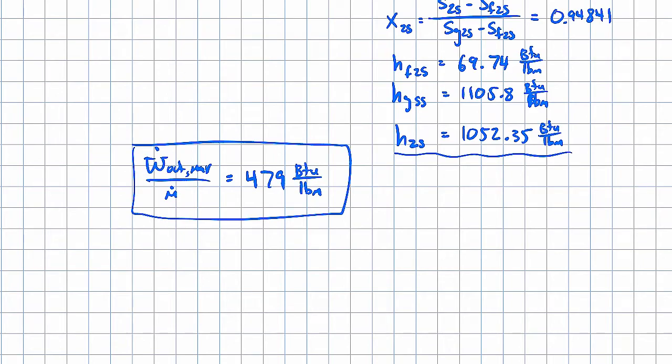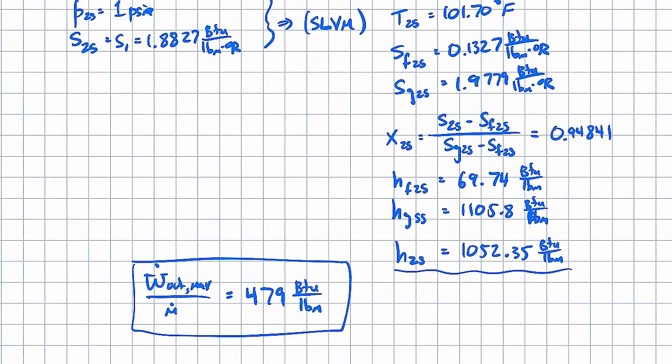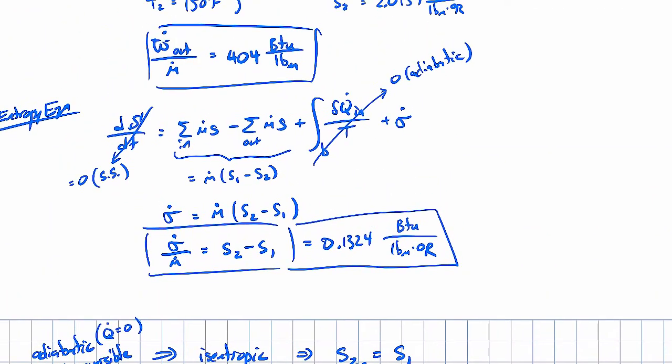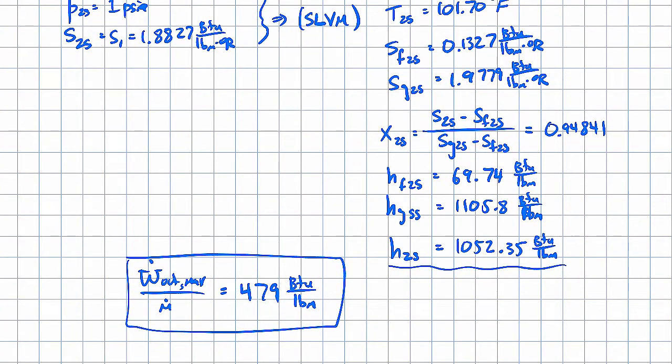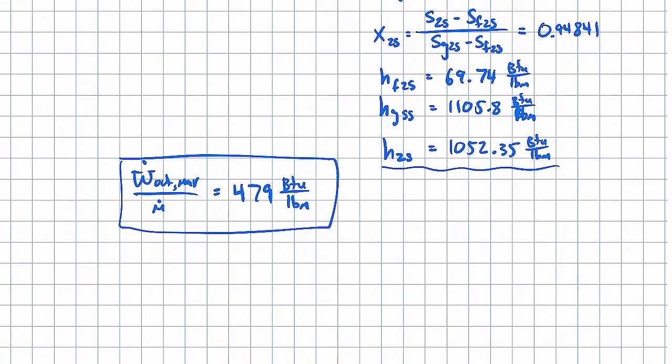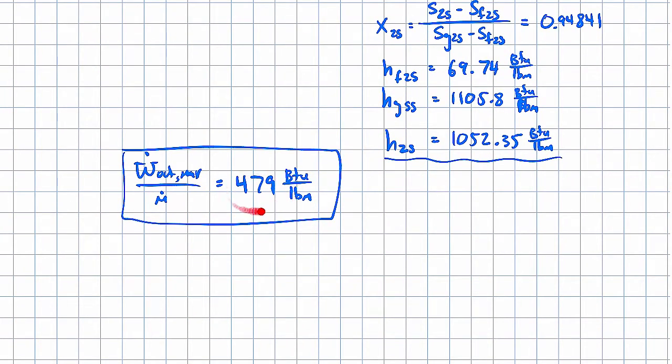So this 479 you can clearly see is larger than what we had before, which was 404 BTUs per pound mass. And again, the reason there's a difference here is that for the 404, we had some irreversibility, so it was not as efficient as it could be. The 479 corresponds to a reversible process, so this is the maximum you're ever going to get out of this turbine.